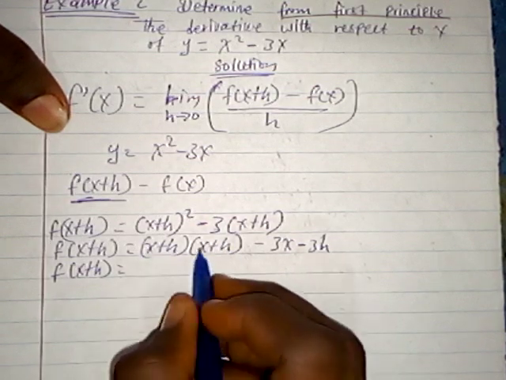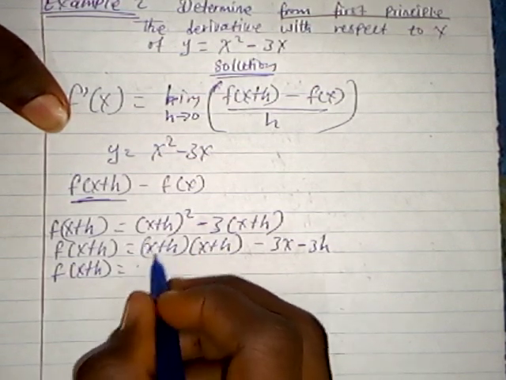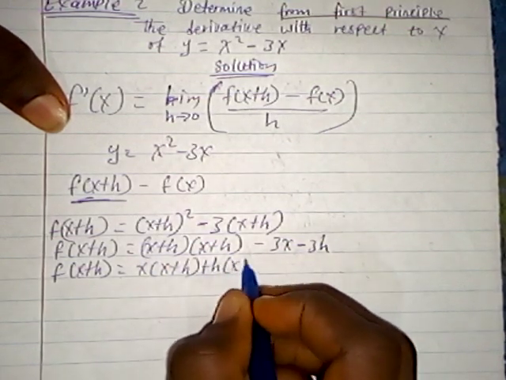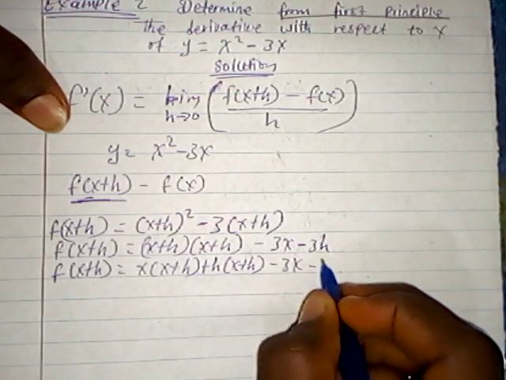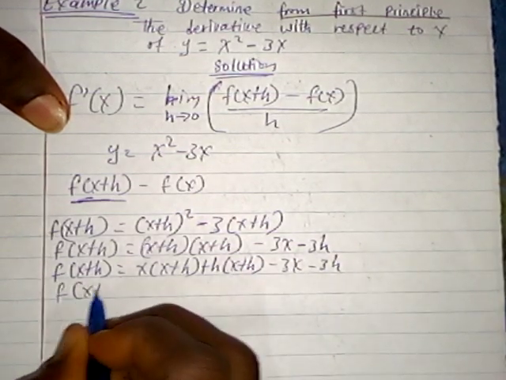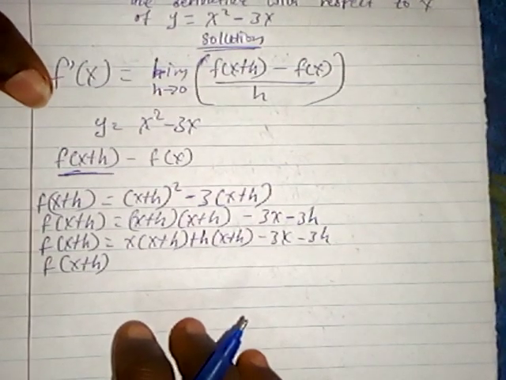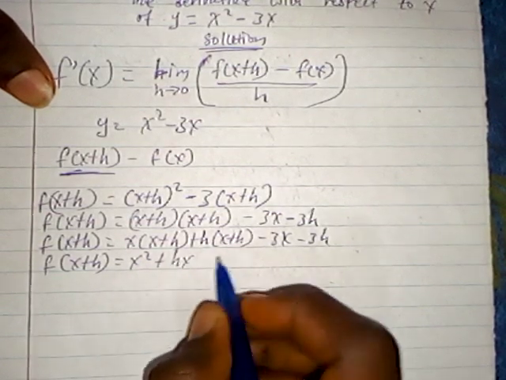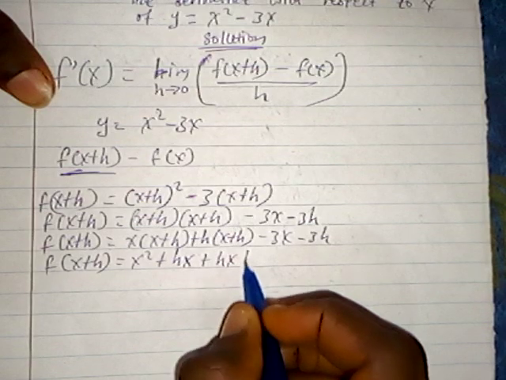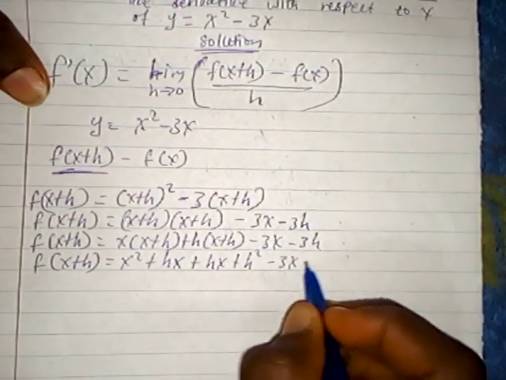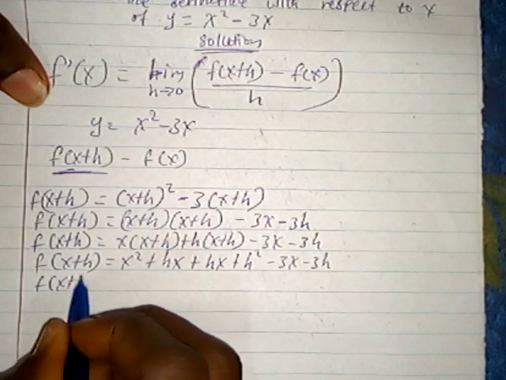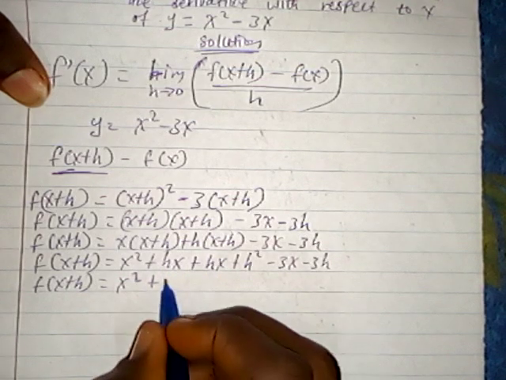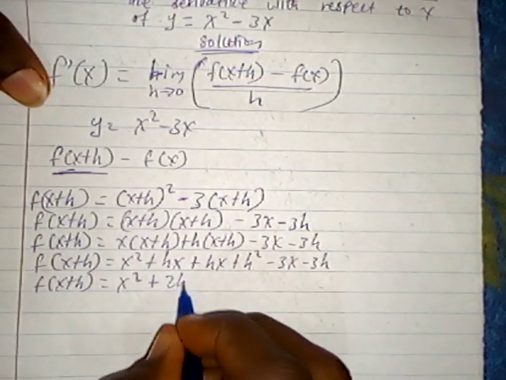We multiply these two brackets: x times x, or this x we multiply to this x into (x + h), and h into (x + h), minus 3x minus 3h. Do you see? Please, if you don't understand, replay the video. I believe you understand precisely. x times x is x², plus hx, plus hx, plus h², minus 3x minus 3h. So the function f(x + h) is equal to x² plus hx plus hx, which is 2hx.